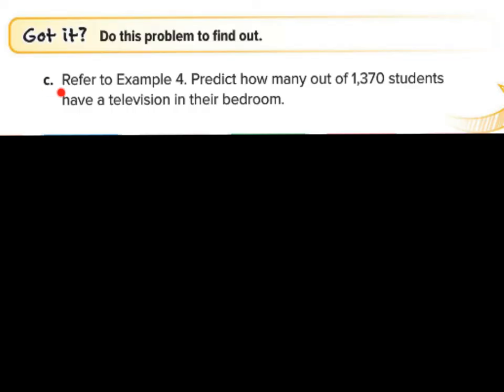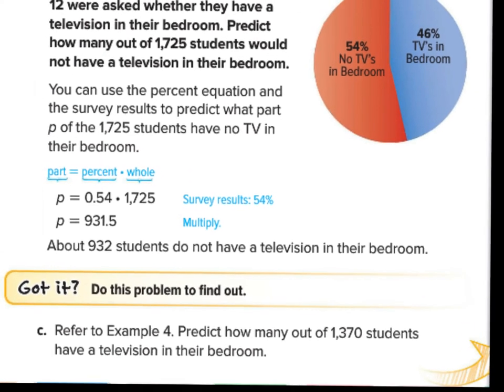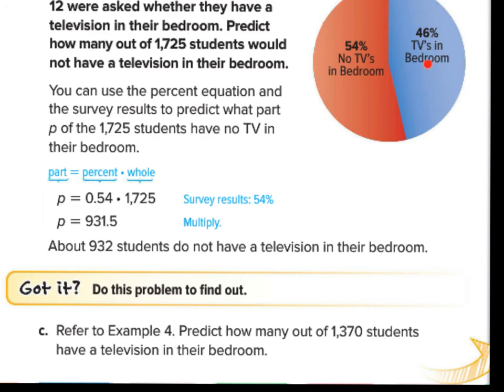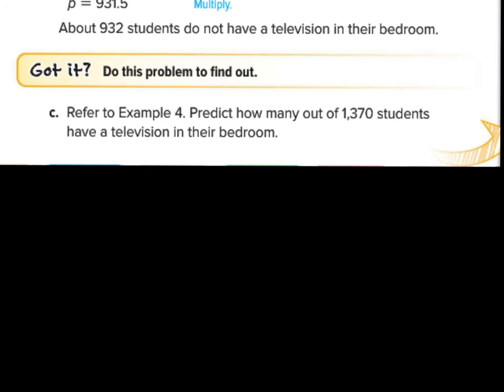Okay, let's see this question. Refer to example 4. Predict how many out of 1,370 students have a television in their bedroom. So now we have been given another population, correct? And now we're looking for how many have. Now remember, the people that have are the 46%, as you can see right there, right? So we've been given a new sample population, and out of this sample, we want to figure out how many do have televisions, and it's 46%.